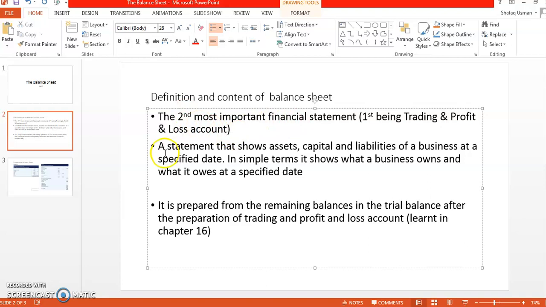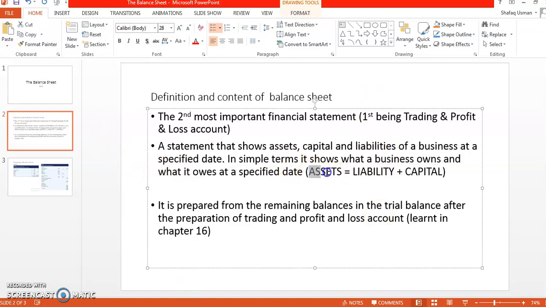Now, this is a statement that basically tells you what the financial position of the company is at a given point in time. If I can be more specific or simpler, it is simply a depiction of your accounting equation, which was assets equals liabilities plus capital, at a given point in time. So, this is a statement that shows your assets, capital, and liabilities of a business at a specified date. In simple terms, it tells you what a business owns and what it owes.